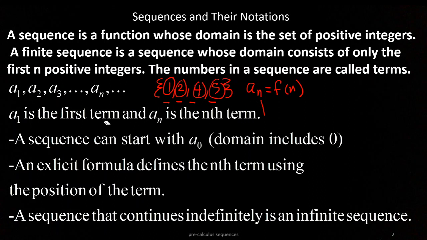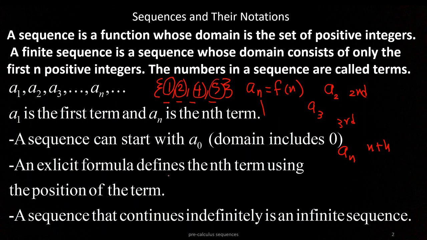So a few properties of sequences, characteristics of them. A sub 1 is the first term. A sub n is the nth term. So when I say a sub 3, it means the third term. And when I say a sub 2, it means the second term. And a sub n means the nth term, right? All right. A sequence can start with a sub 0. Domain includes 0. Most of the ones we're going to work with in this chapter start with 1.